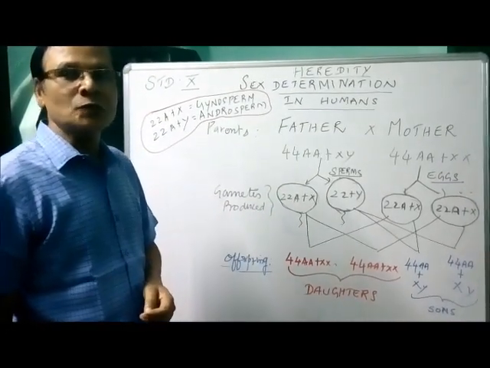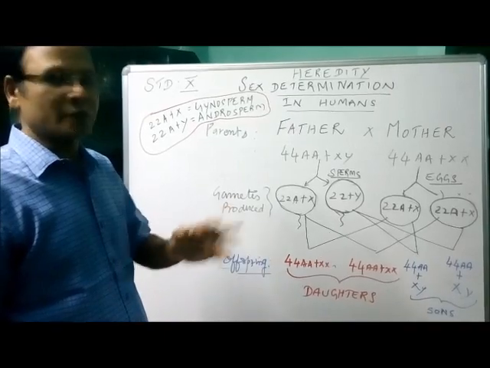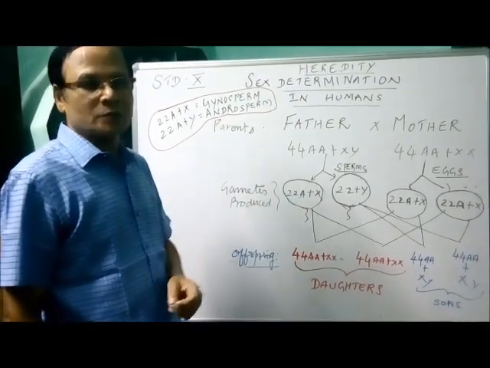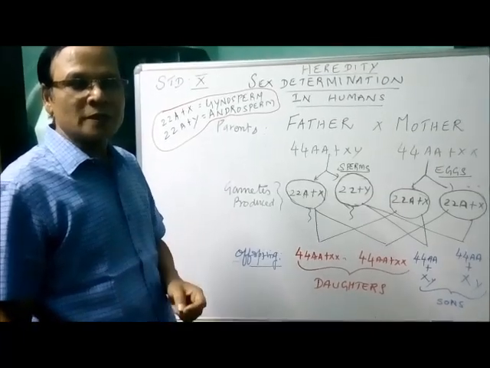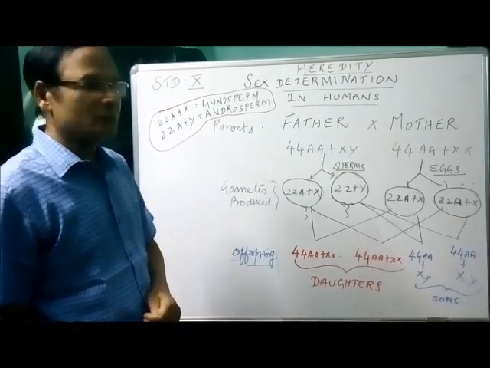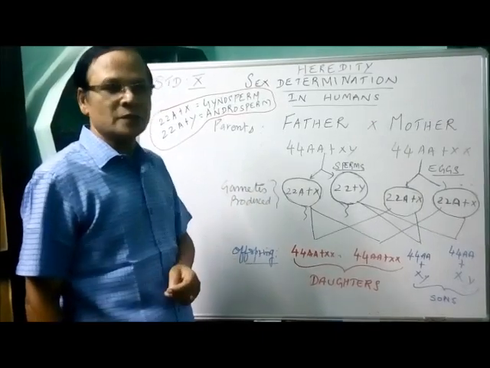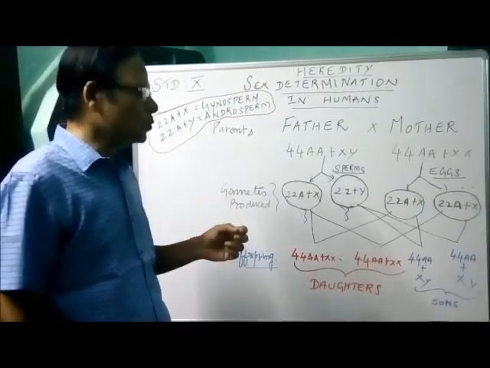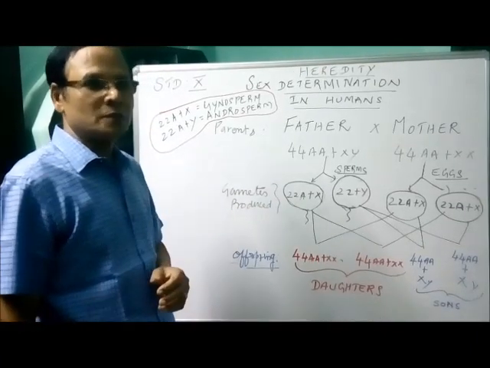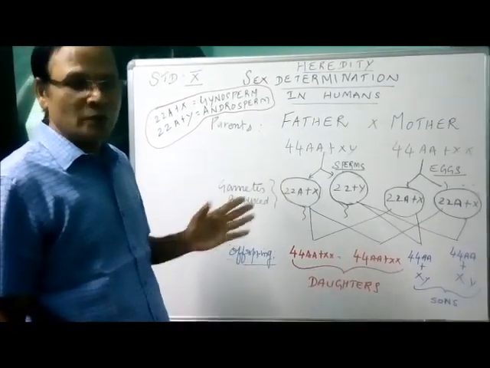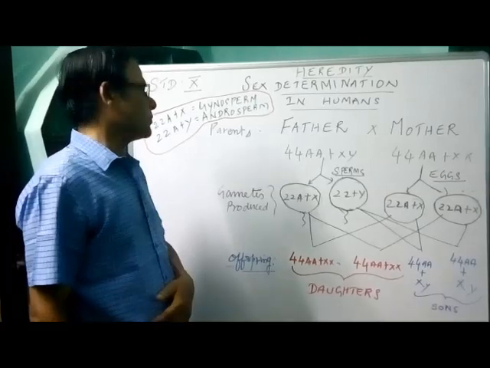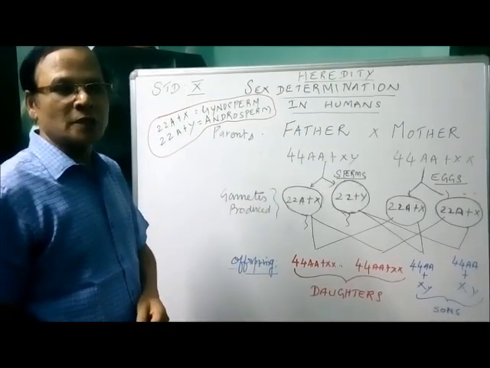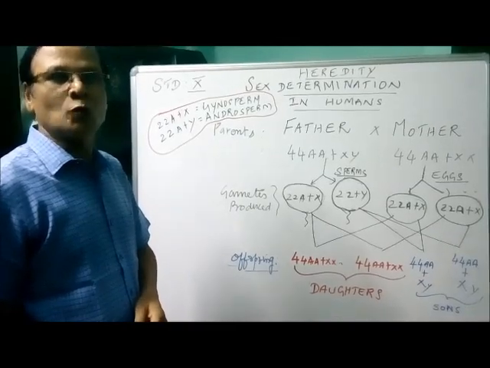So mother has no role in determination of sex. Now, the female receives X chromosomes, one from mother and one from father, whereas the male receives X chromosome only from mother and receives Y chromosome from father. So this is a fact you have to remember. Now, I will represent the same sex determination in the form of Punnett square board.